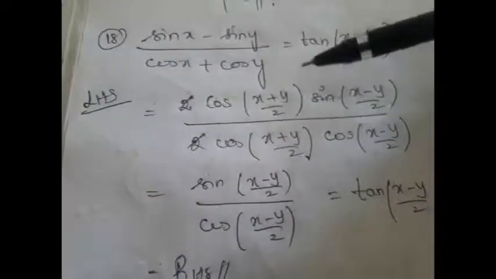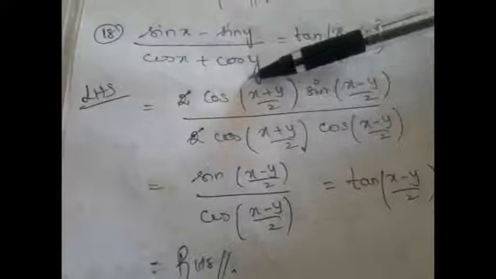You should not change the order, be careful. So 2 cos (x+y)/2 and (x−y)/2. Denominator cos plus cos means cos cos. So 2 cos (x+y)/2 cos (x−y)/2, the 2 will get cancelled. Similarly, cos (x+y)/2 and cos (x+y)/2 will get cancelled. So what is left out? Sin (x−y)/2 and cos (x−y)/2, which is nothing but tan (x−y)/2. Thus we reached our right hand side, right?